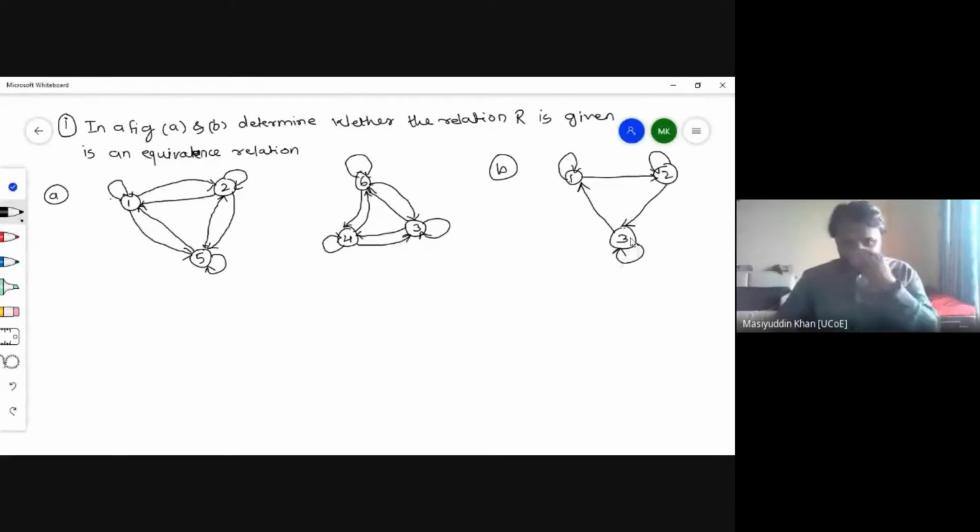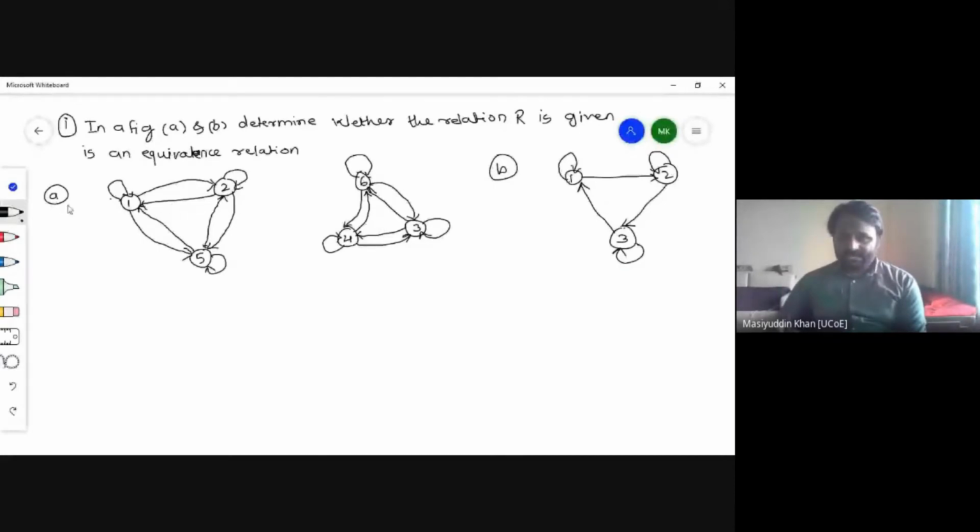Okay. So in a figure A and B, determine whether the relation R given is an equivalence relation. We have to determine whether the relation is an equivalence relation or not. So in the first diagram I have a set 1, 2, and 5. And in this diagram, I have a set 3, 4, and 6. And the relations are defined. So here I can say this is R1, this is R2, and this is R3, or you can represent it as R only, because these are two different questions.